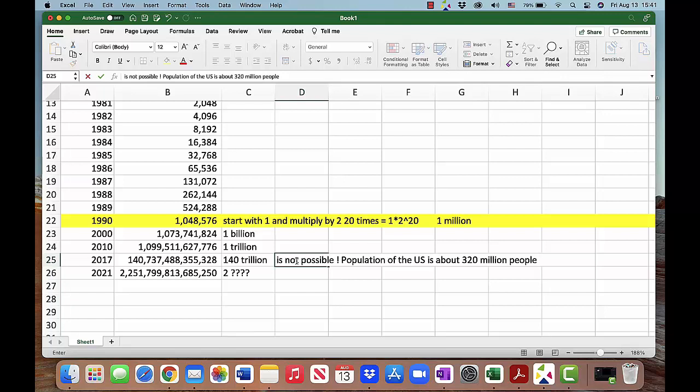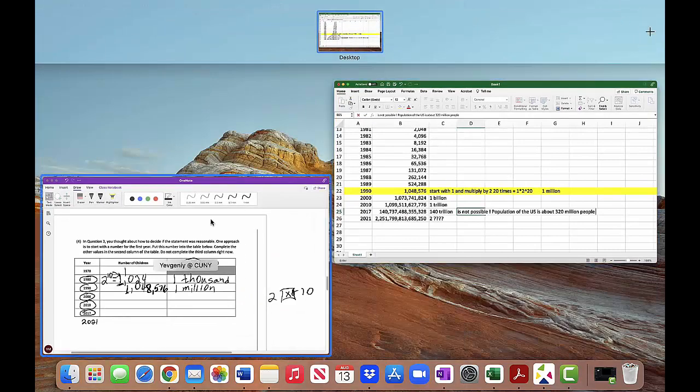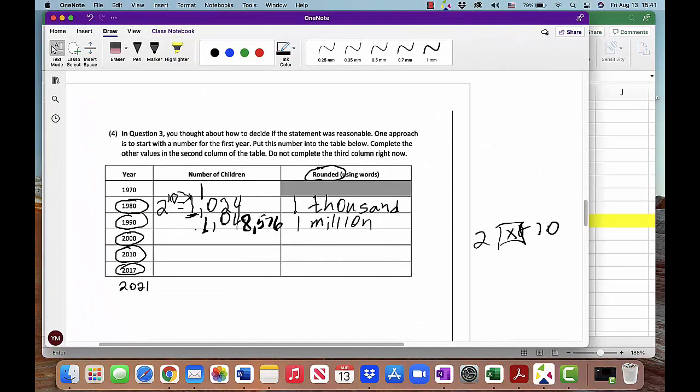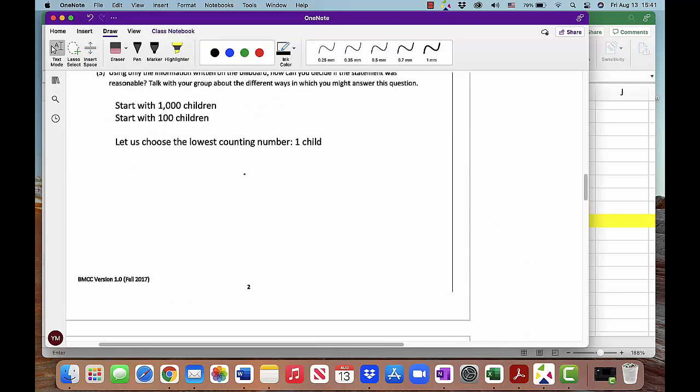So it's not reasonable. And we start with one child. If we were to start with any number that's larger than that, then we'll end up with an even higher number. So that statement is not reasonable because we're getting something that does not make sense. So you see how we had a simple mathematics multiplying by 2 where we were able to assess that statement and say that there's something wrong with that statement.